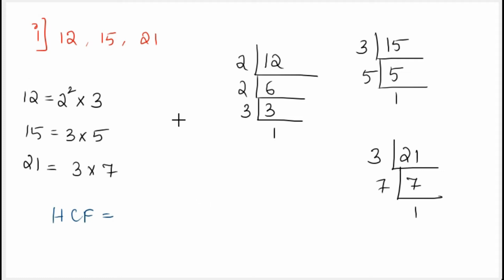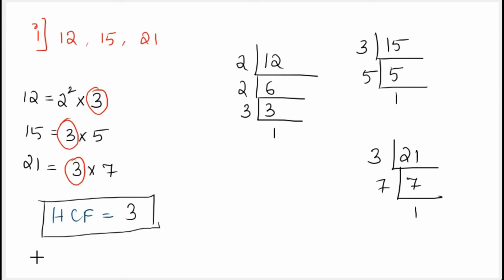यहाँ पे common prime क्या है? 3 है. 3 का lowest power क्या है? 1 ही है. So we write HCF is 3. Next हमारा LCM होगा all the prime numbers. यहाँ पे prime numbers क्या है? 2, 3, 5, 7, raised to their highest power.